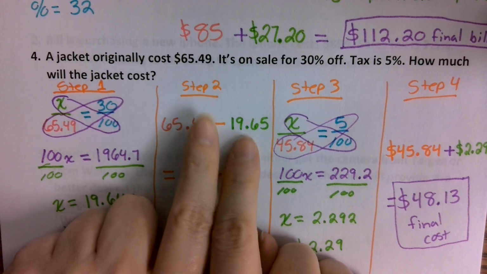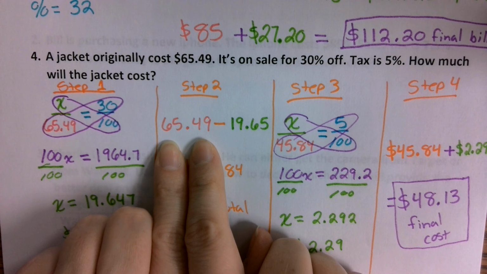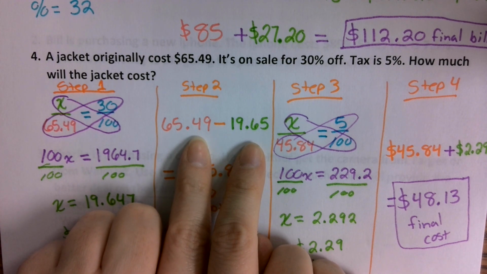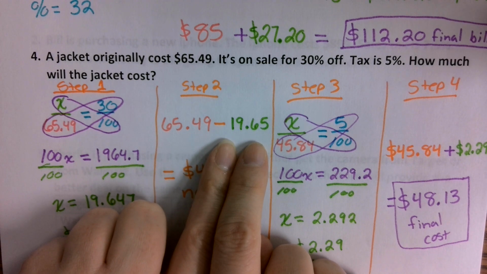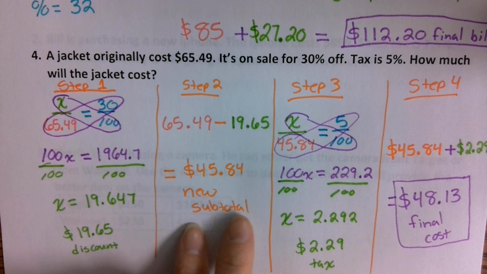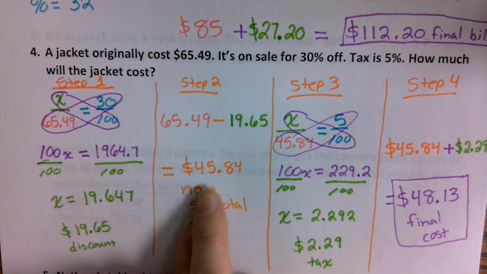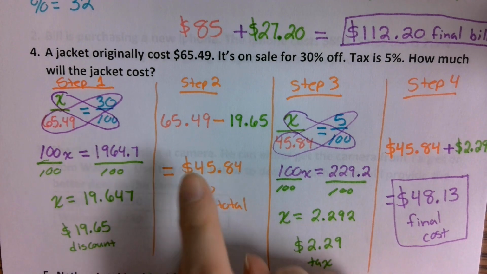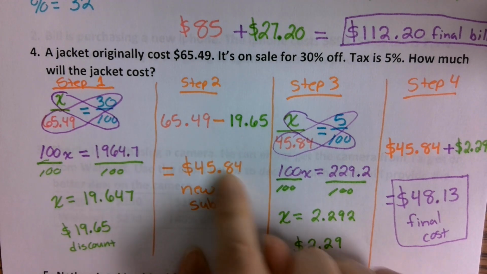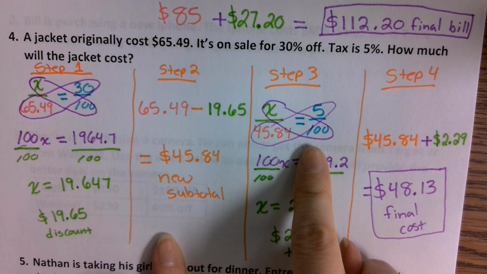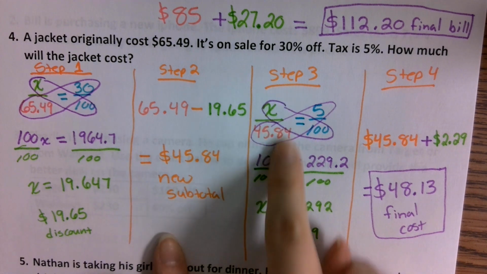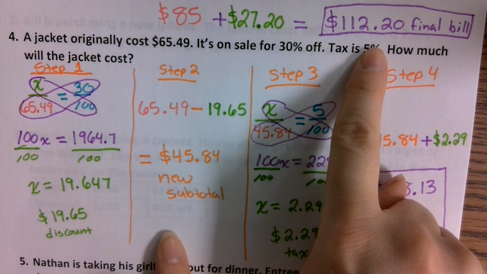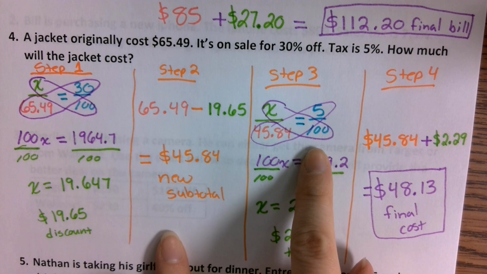So that means step 2, you subtract. Step 2, you take what the cost was and you subtract the discounted amount. So $65.49 minus $19.65 comes out to a new subtotal, a new cost of $45.84. That's the new price of the jacket. Now you've got to find tax from that new price. So you go to step 3. You set it up as X over the new cost, $45.84, equals the tax, 5% out of 100%.